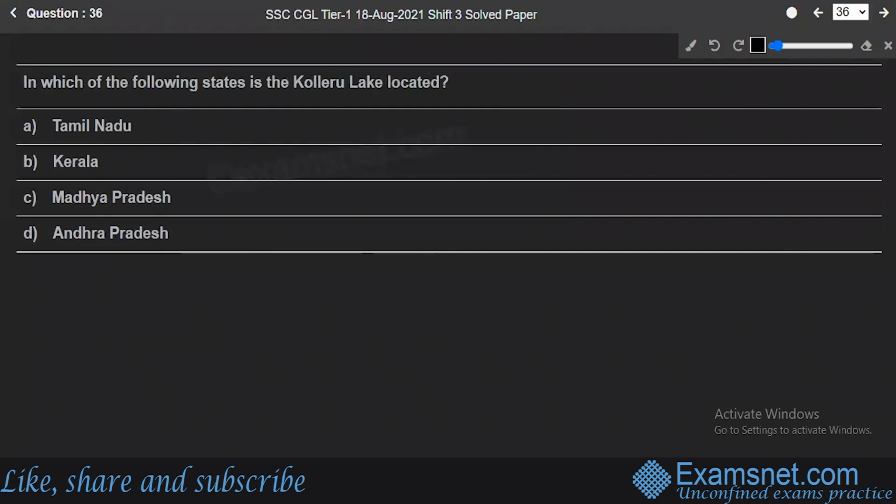Question number 36. In which of the following states is the Koleru Lake located? Tamil Nadu, Kerala, Madhya Pradesh, or Andhra Pradesh? Well, Koleru Lake is one of the largest freshwater lakes.